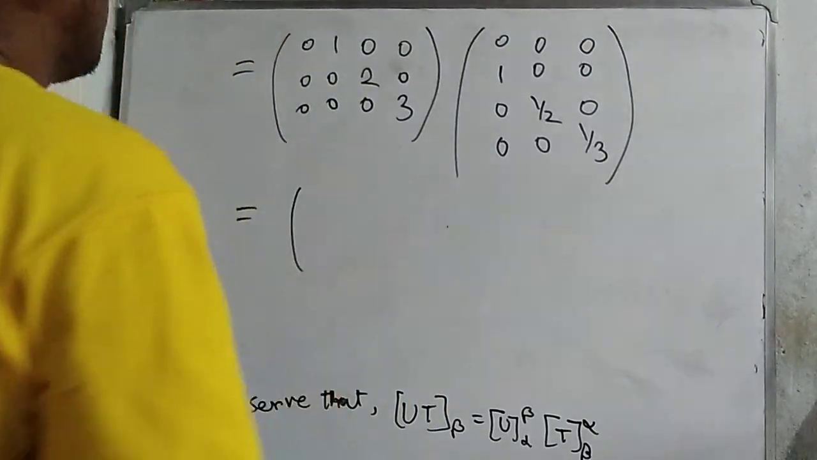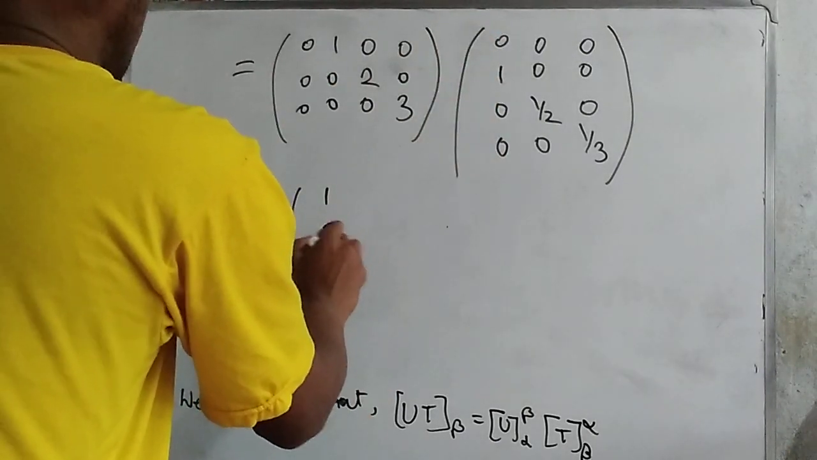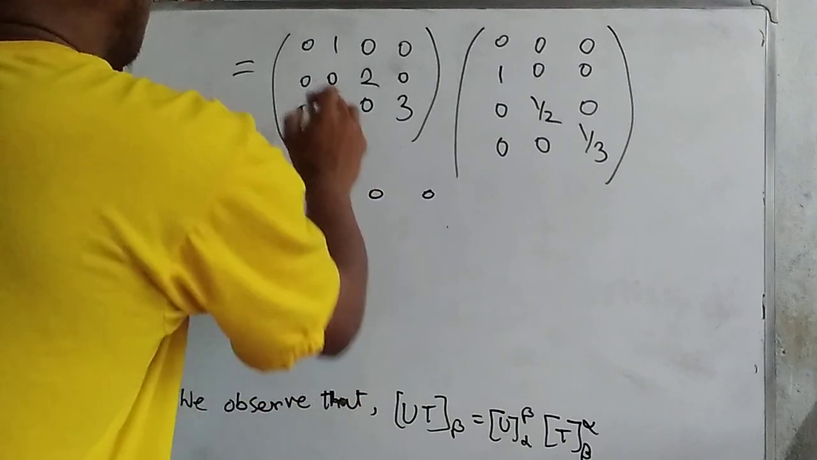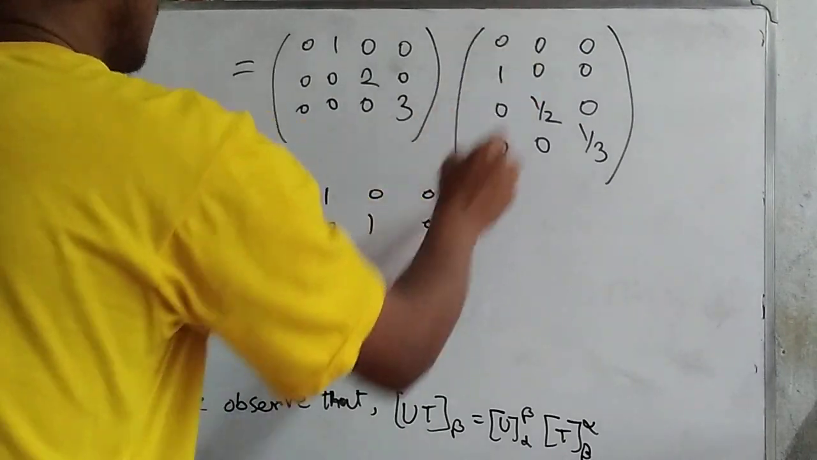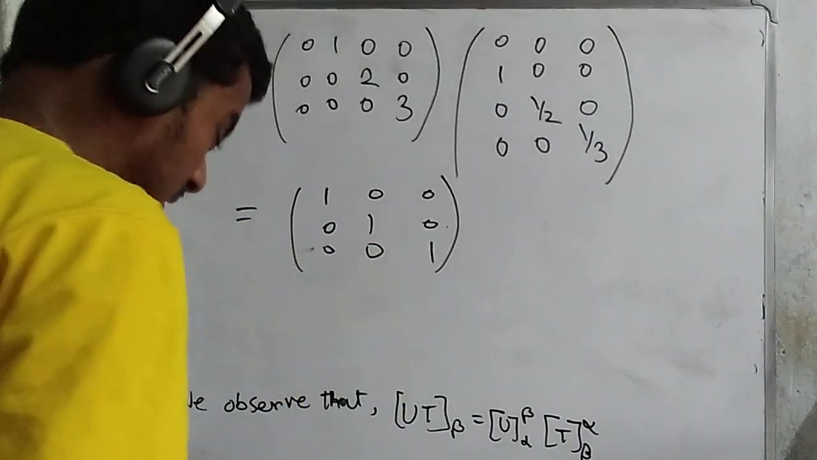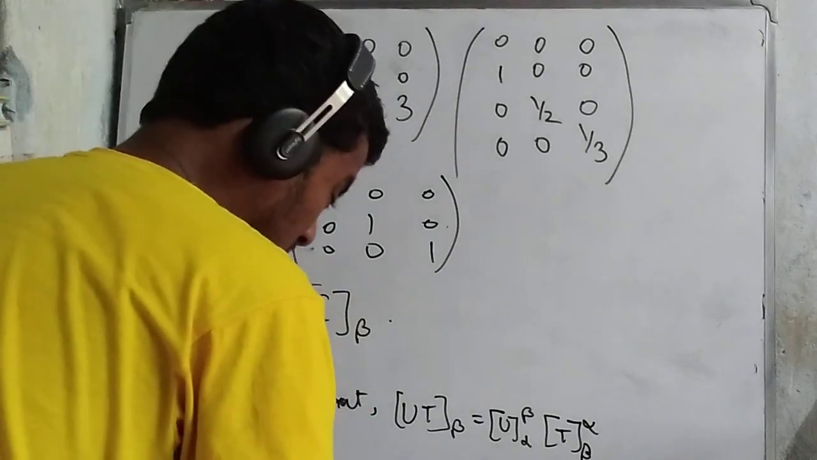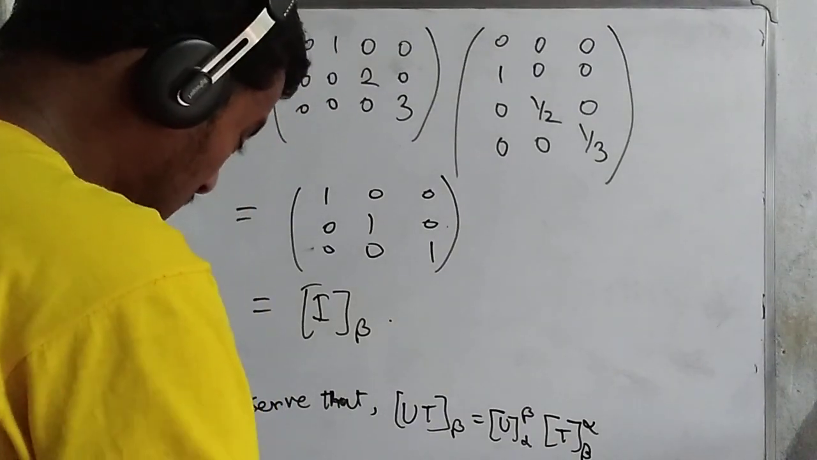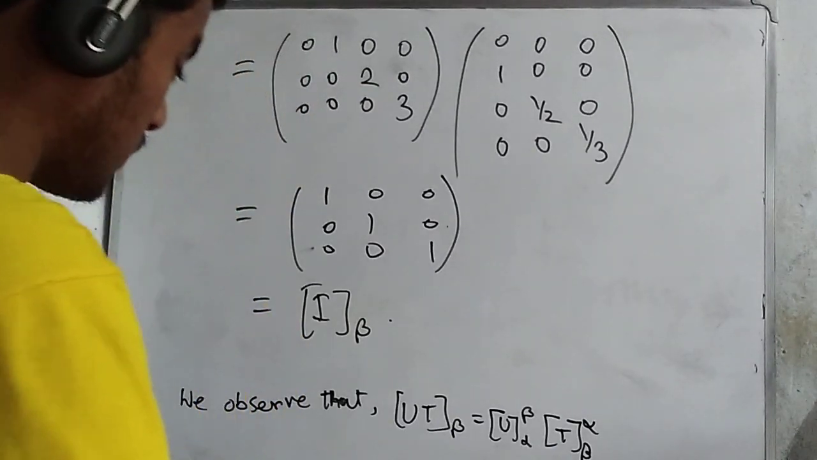Then what happened? Then we talk about that. This one is 1 0 0. Okay. Obviously, this one 0 1 0, and this one is 0 0 1. Okay, that means I think we obtain here I in beta. Okay, understood. So this one is too easily we done it. Not a problem at all. So discuss in a too easy way.